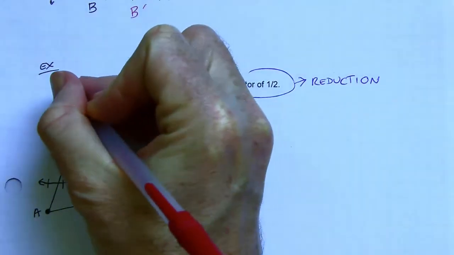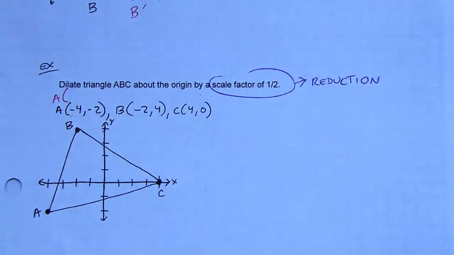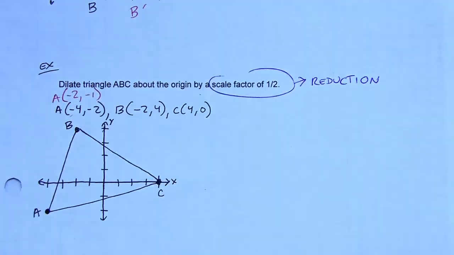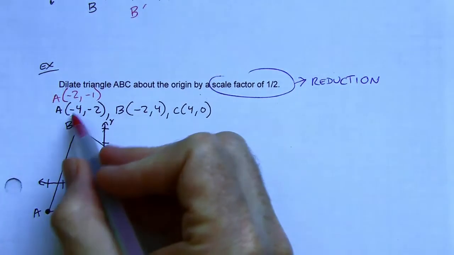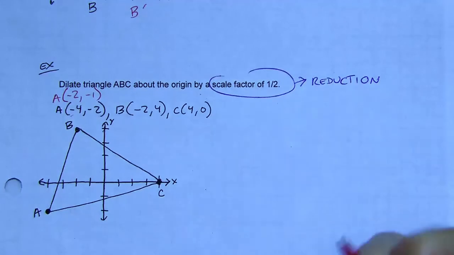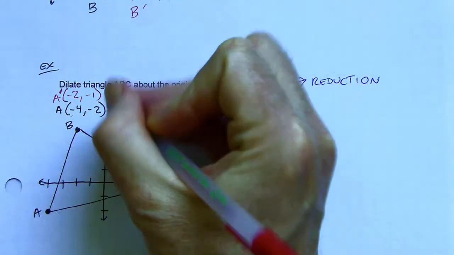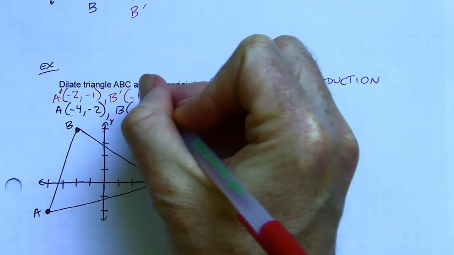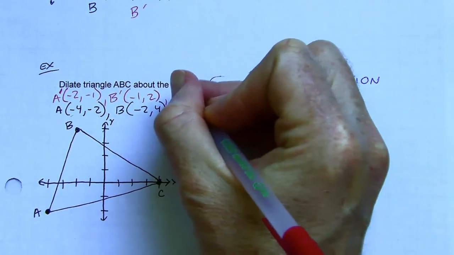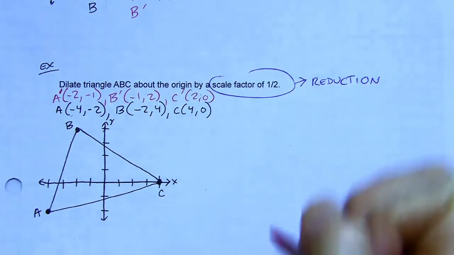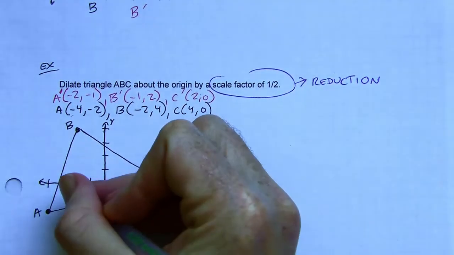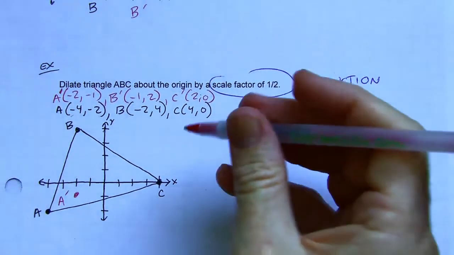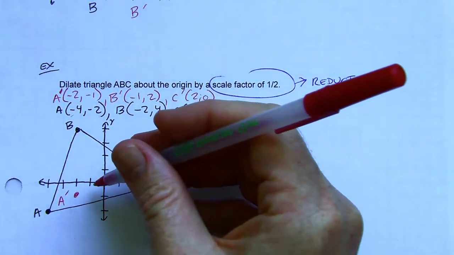So I'm multiplying everything by 1/2, which is the same as dividing by 2, right? So if I take -4 divided by 2, get that, -2 divided by 2, okay? And that's A prime actually, and then I'll do the same thing for B prime, dividing by 2 here. And C prime dividing by 2 again. So let's see, -2, -1. B prime is -1, 2.